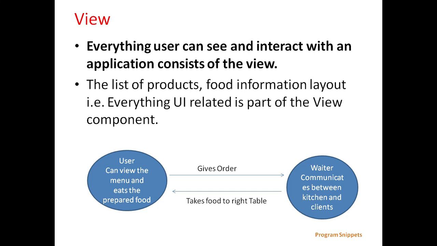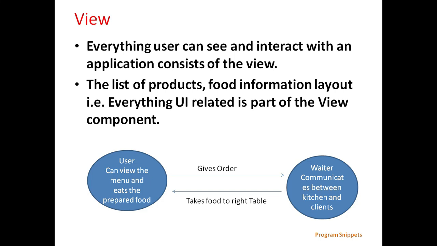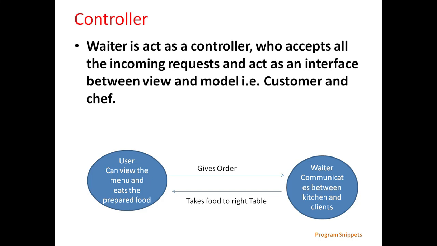Everything user can see and interact with the application consists of view. That is, the list of products, food information, layout, it comes under view. That is, everything UI related is the part of the view component. Here, waiter acts as a controller who accepts all the incoming requests and act as an interface between view and model. That is, customer and chef.